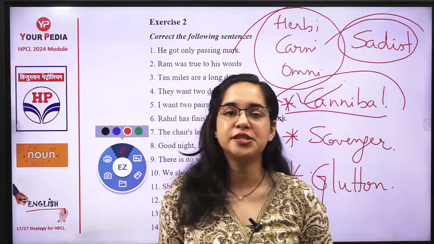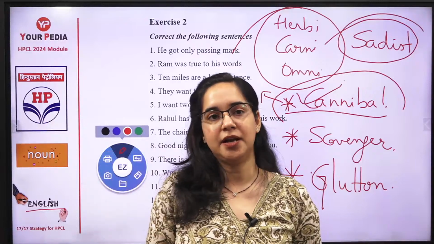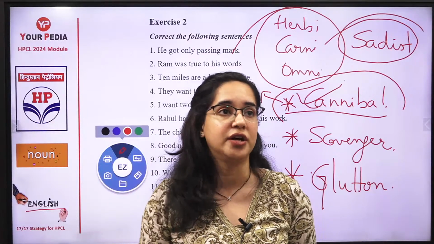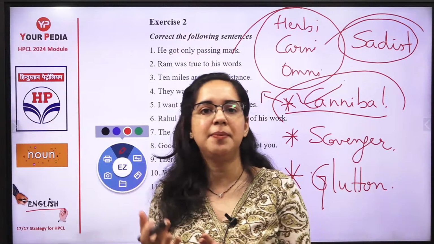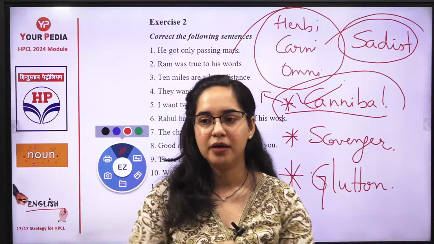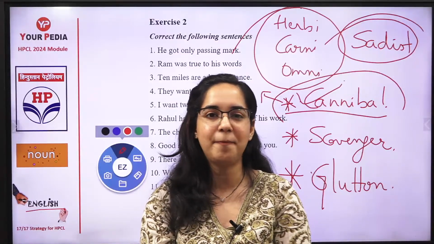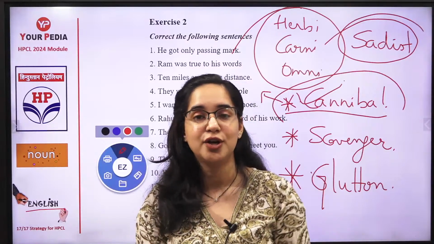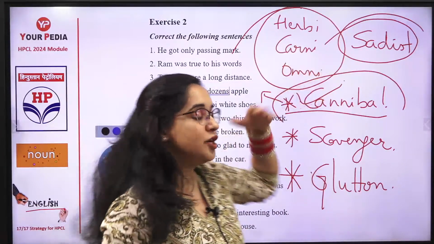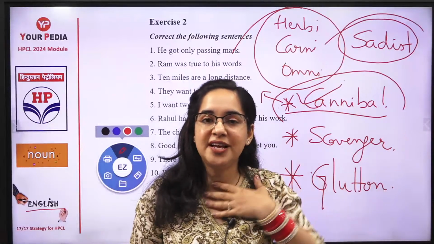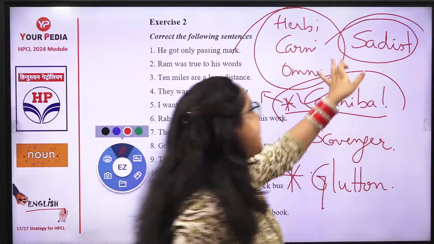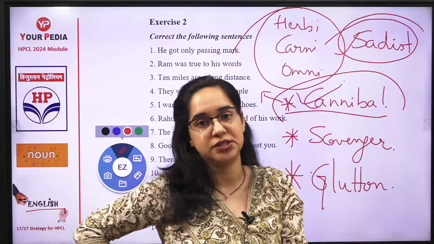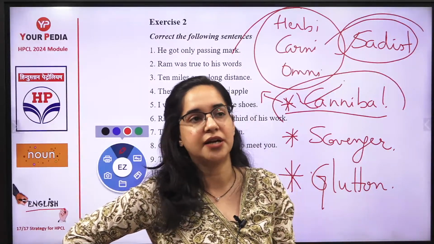Sadist is like, suppose someone is getting beaten up, and someone is taking happiness by hurting others. It can be anyone, like your sister or brother being beaten by your parents and you are feeling pleasure that oh wow, this is very good. That is your sadist. When you give pain to others and you feel that pleasure, that is termed as sadist. Sadist is when you get happiness by hurting others.